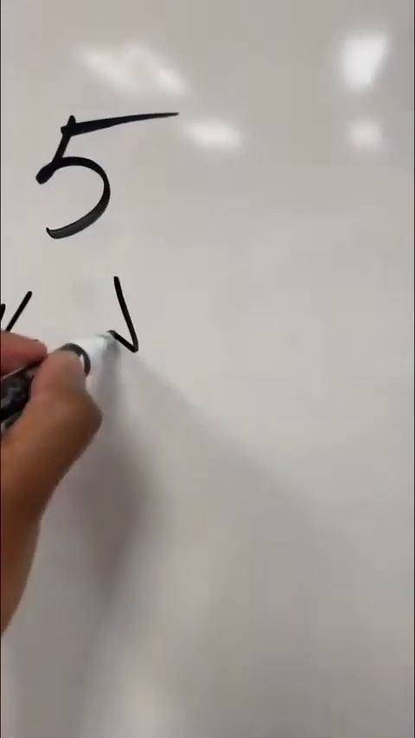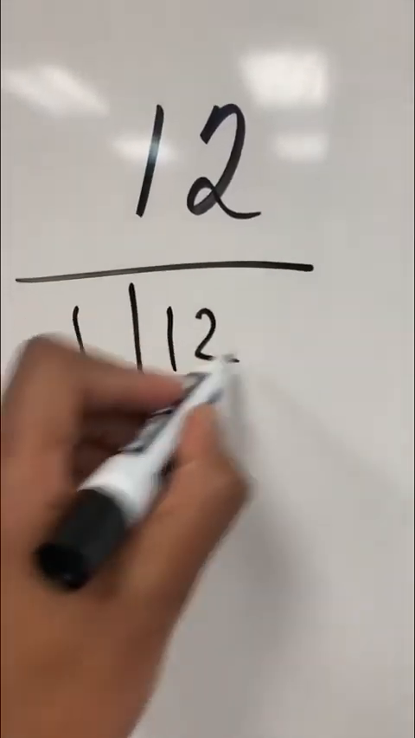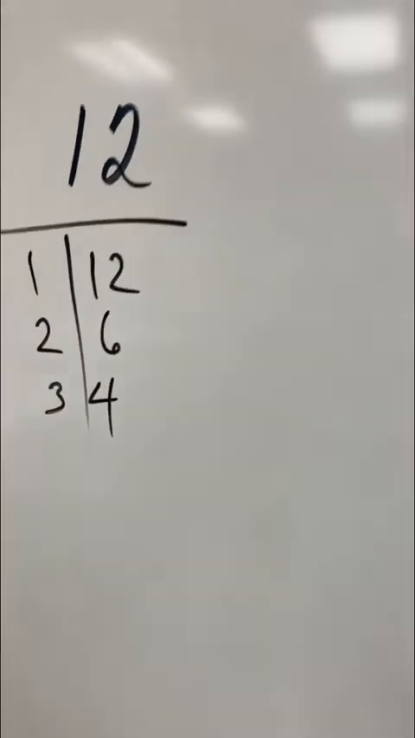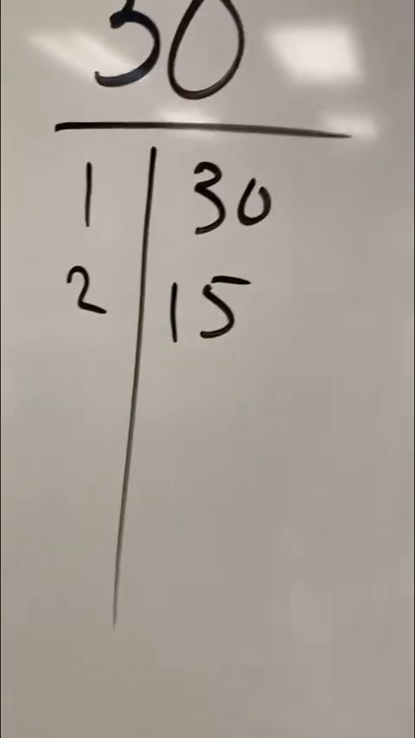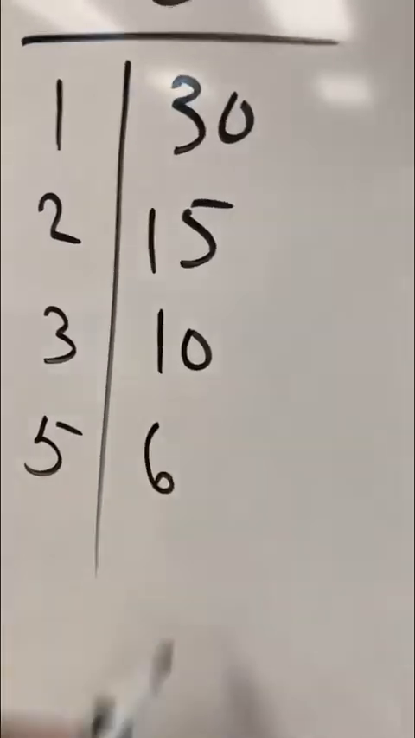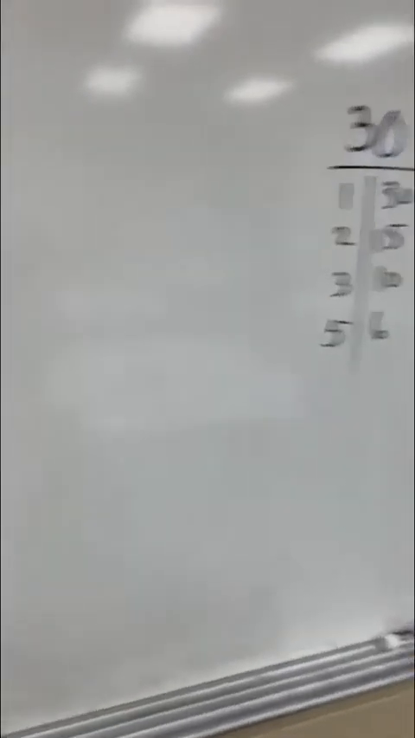All right, so I'm going to start with integer factorization first, and I'm just going to multiply. With 5, I get 1 times 5. That's pretty much it. Now, with the number 12, I can get 1 times 12, 2 times 6, 3 times 4. Now, with the number 30, you have 1 times 30, 2 times 15, 3 times 10, then you have 5 times 6. So what I just did was integer factorization.